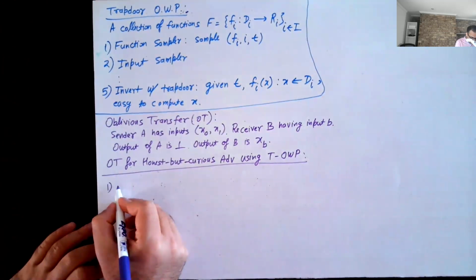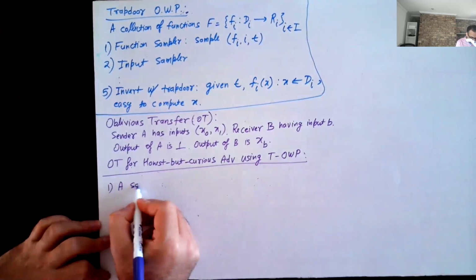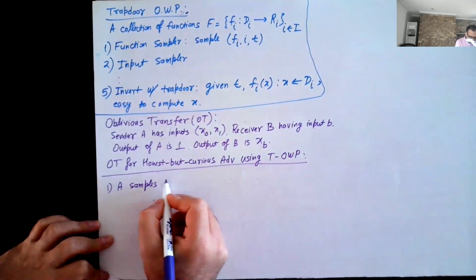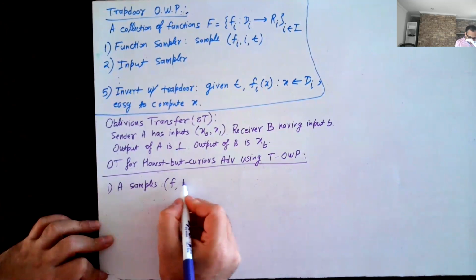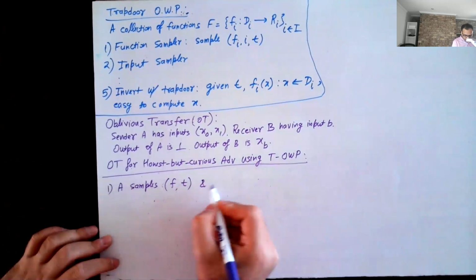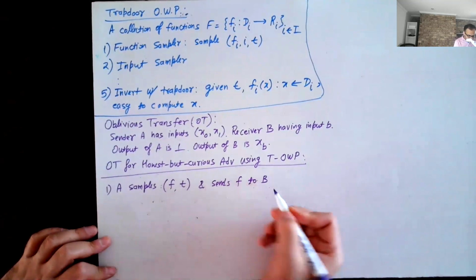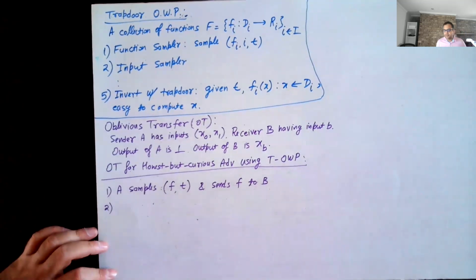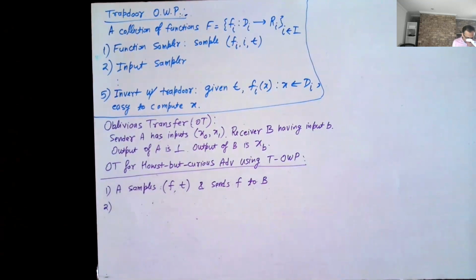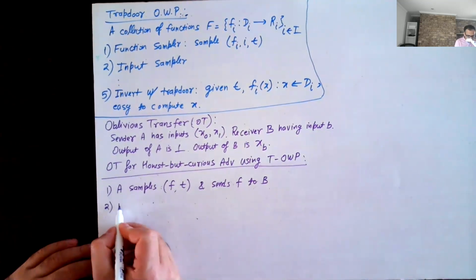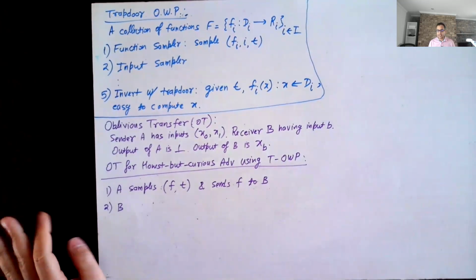So in the first round, the sender A samples some function, let's just denote it as f, and it gets the trapdoor T and sends f to B. Okay, Alice keeps the trapdoor as a secret. So A did not use the input at this stage. The input is x0, x1.